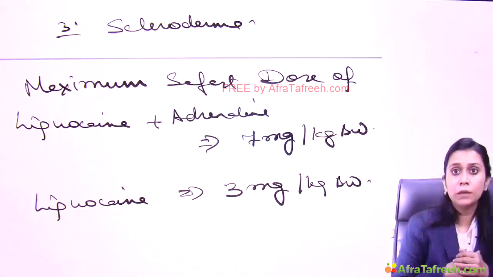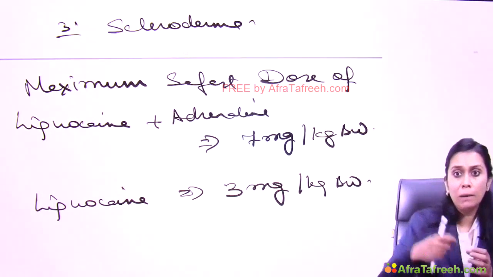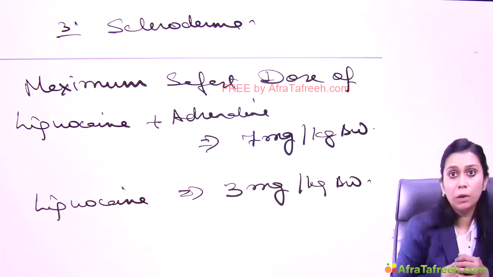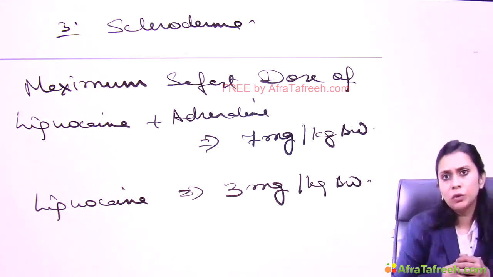For example, a patient was given a peribulbar block for cataract surgery. The surgeon was using lignocaine plus adrenaline. What is the maximum dose he can give? 7 milligram per kg body weight. Got it? So this is all about lignocaine.